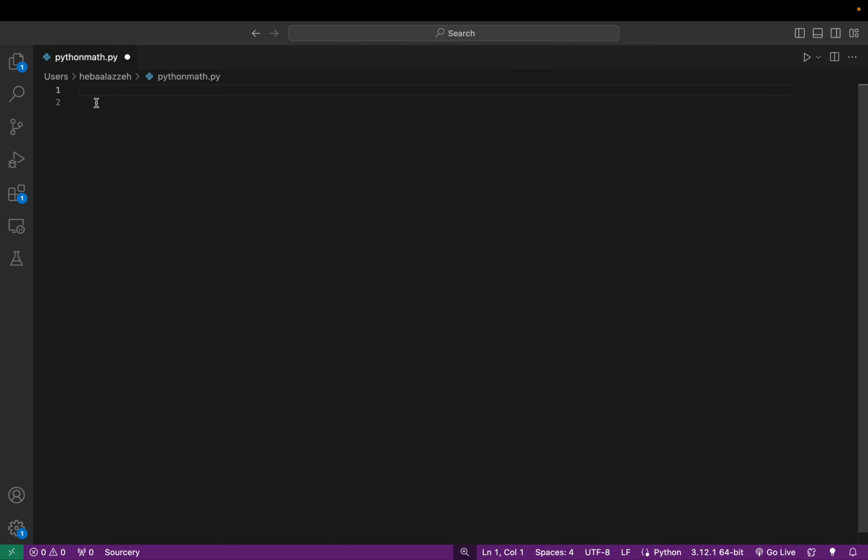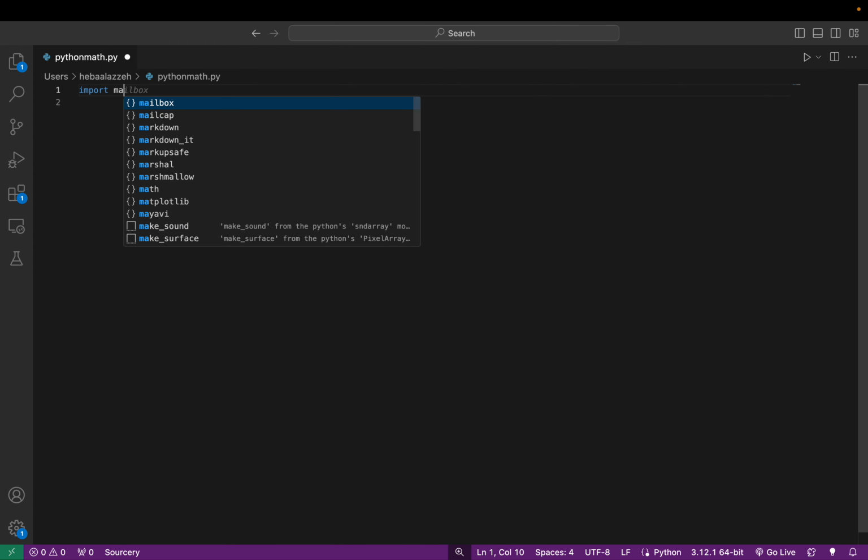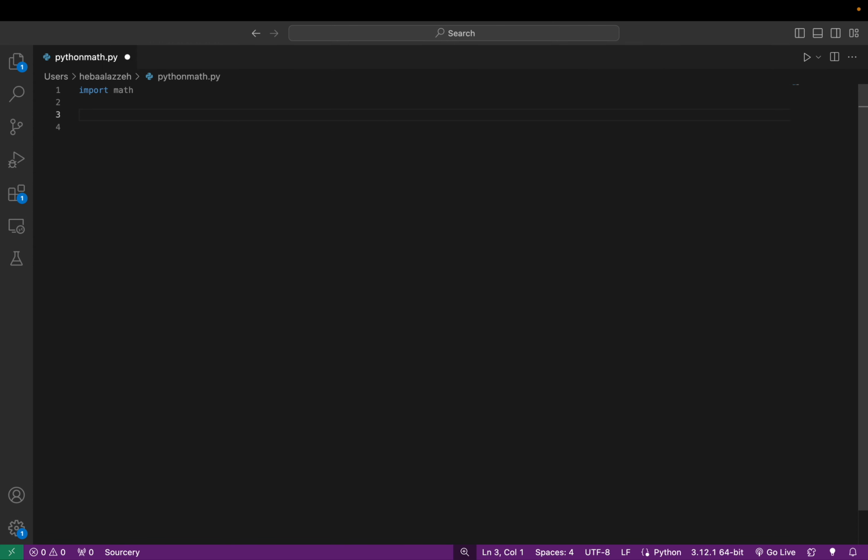Now we'll start by writing the code to solve the quadratic equation 2x squared plus 3x minus 2 equals 0. So let's begin by importing the necessary library. We'll need the math library in Python to perform the square root calculation. So we'll start with import math. Next, we need to define coefficients a, b, and c of our quadratic equation. So I'm going to set a equal to 2, b equal to 3, and c equal to negative 2.